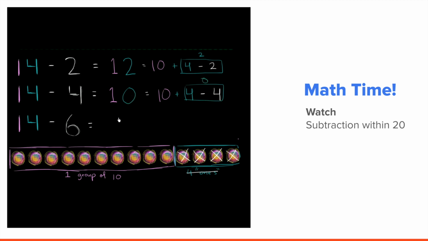Now let's do the last one. What is 14 minus 6? Well, we're going to take away 1, 2, 3, 4, and then 5 and 6. So now we've broken into our group of 10. So this is going to be a one-digit number. And we are left with 1, 2, 3, 4, 5, 6, 7, 8. So this is going to be equal to 8. And we're all done.